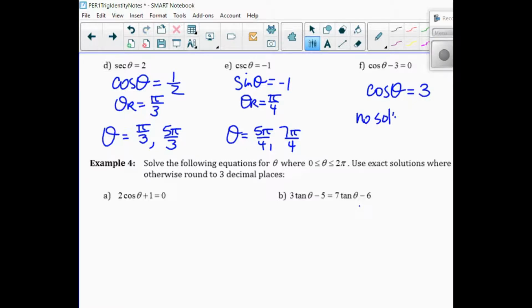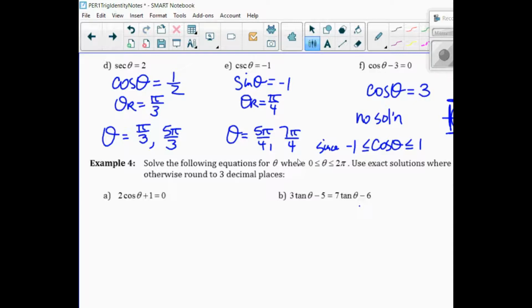And why is it no solution? Well, because of the unit circle, do you see my cos and my sine? The highest it can go for sine is between -1 and 1, and for cosine, it's also between -1 and 1. So if they ever ask you why there is no solution, your justification is, since cosine theta has to be between 1 and -1. And then you can replace that with sine theta.